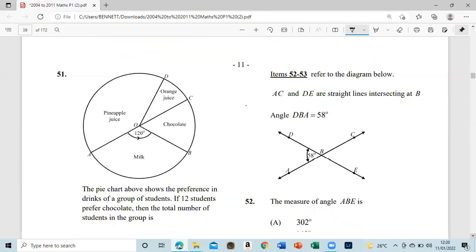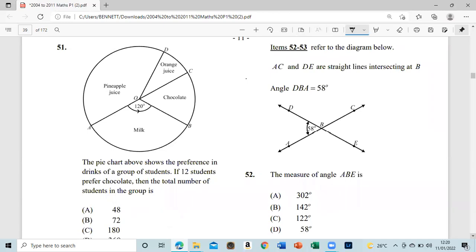The pie chart shows the preferences in drinks of a group of students. If 12 students represent chocolate, what's the total number? So this would be 60. So if this is 60 and this is 120, means that this doubles it. So this is 24. And this side is equal to this side, so this side is also 24. So that's 48. Alright, so let's move on to 52.